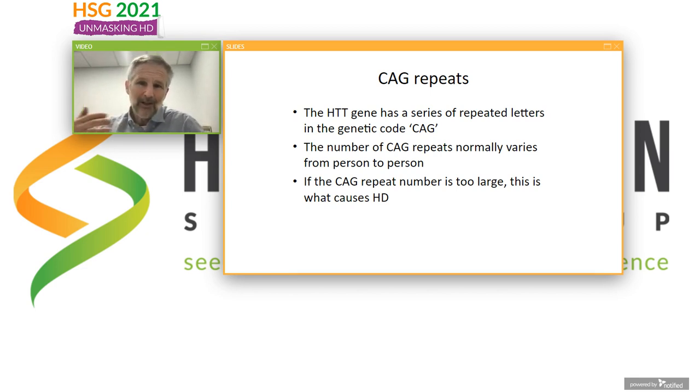And so in clinic, when we use this shorthand of saying, hey, this person has the gene for Huntington's, or we say to a patient, you've got the Huntington's gene, what we really are saying is that on your two different copies of the Huntington's gene, one of the copies has too many of these CAG repeats.